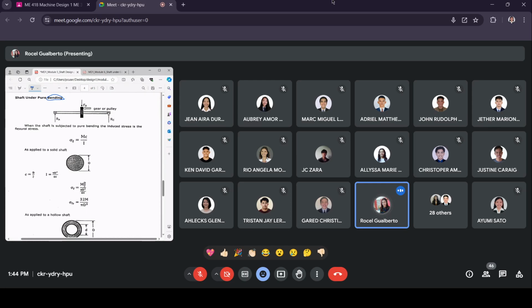This is our shaft. On the ends, these are the bearings. Loaded to the shaft is a gear or a pulley. The gear or the pulley serves as your bending load. So whenever you see a shaft loaded with this tool, meaning there is bending, the bearings on both ends serve as your supports.